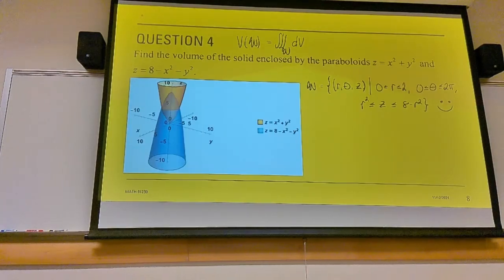Right, and then the z is pretty obvious. Bounded below by the orange and above by the blue. So just write that in cylindrical and you're good to go.